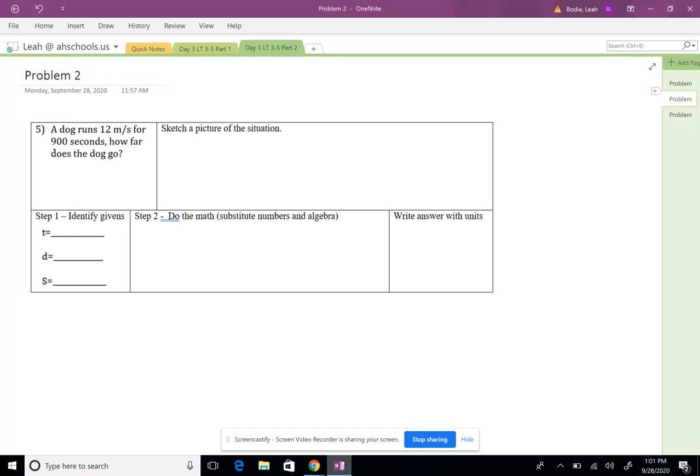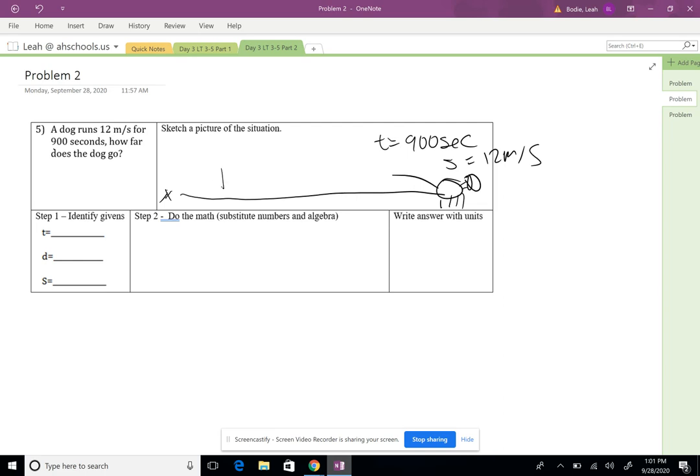So a dog runs 12 meters per second for 900 seconds. How far does the dog go? So we'll say that this is the starting point for the dog. And then the dog ends up over here. It's a great looking dog. I know I'm so good at drawing. Tail, there's our dog. So our time was 900 seconds. And their speed was 12 meters per second. So we're trying to find our distance here. We want to know how far that dog went.